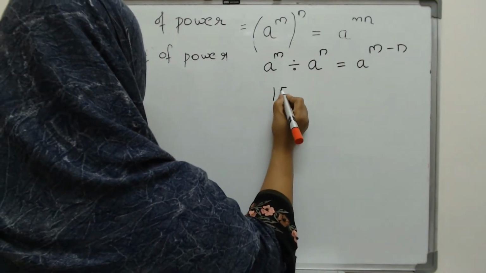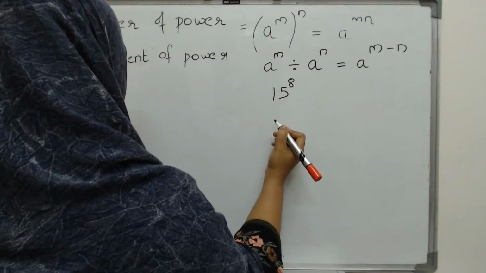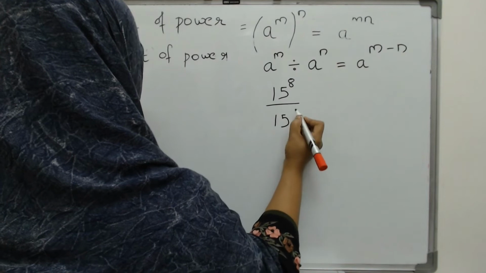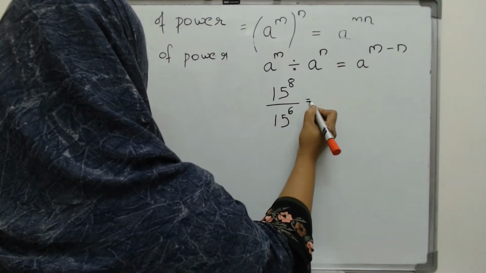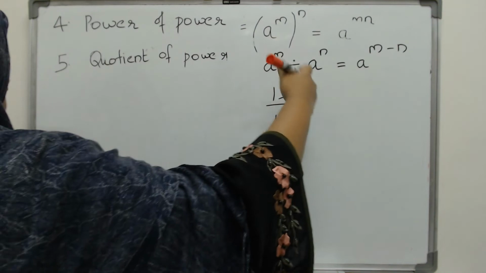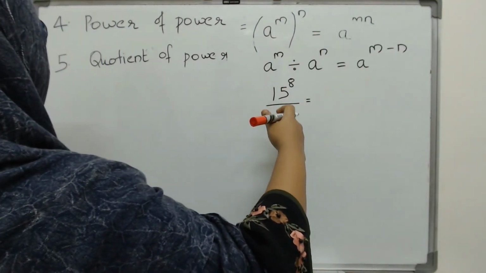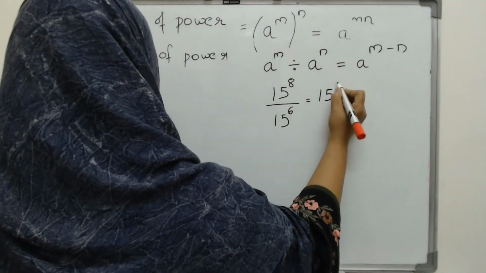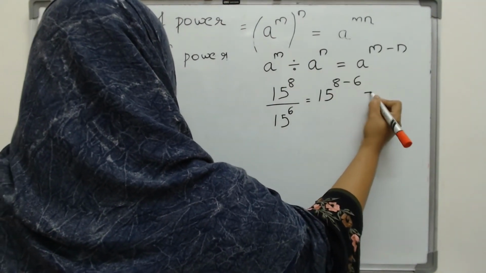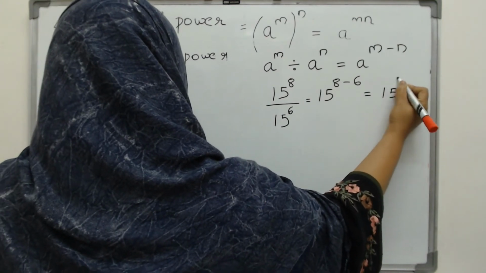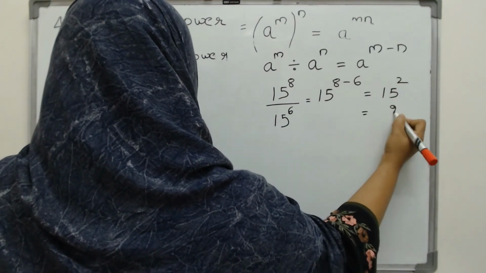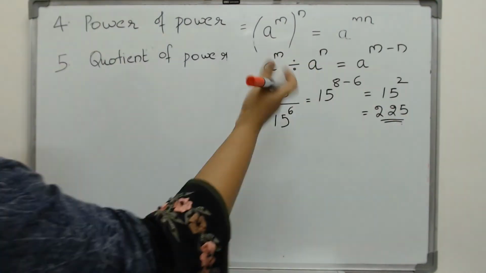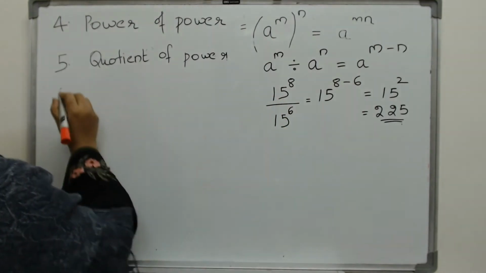So how does that help us? Suppose you have to divide 15 raised to 8 by 15 raised to say 6. Then instead of multiplying 15 8 times and then multiplying 15 6 times and then finding the quotient, the easy way would be this. This is the same as 15 square, and that answer would be this. So this makes your life easy. Now we come to the sixth rule.